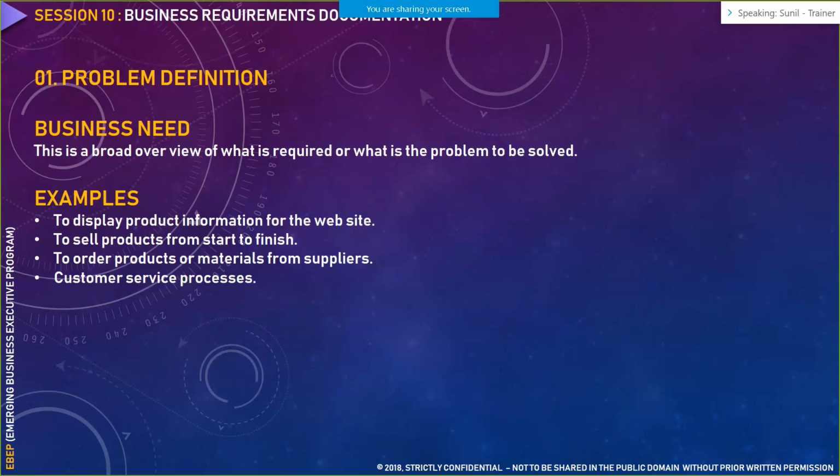Some of the problems could be to display product information for the website, or to sell products from start to finish, or to order products or materials from suppliers, or customer service processes. So these four line items that you see over here are four different projects in themselves. These are just one-liner descriptions of the business need. But when we explore more and more about it, we tend to create a business requirement document around each line item, and that line item is itself a particular project. So these are four different projects.